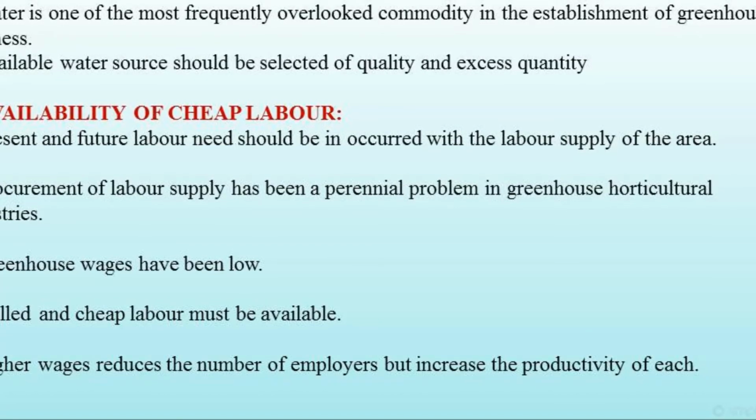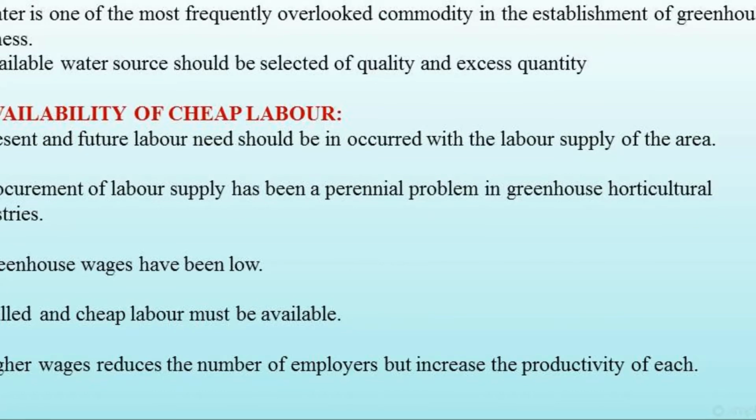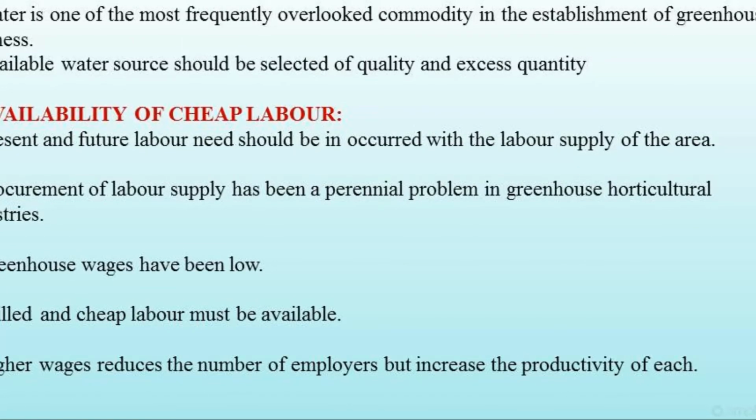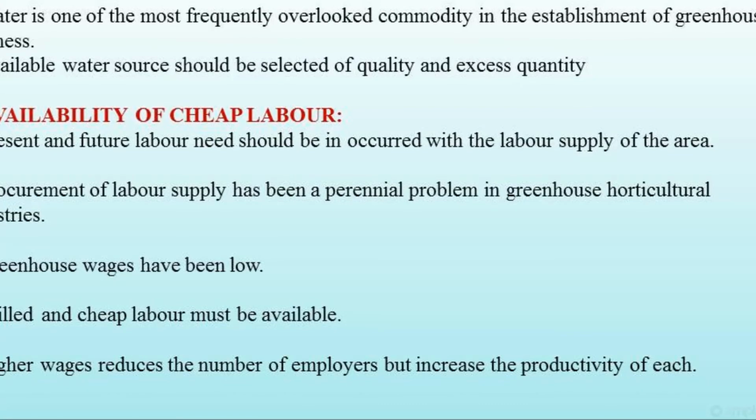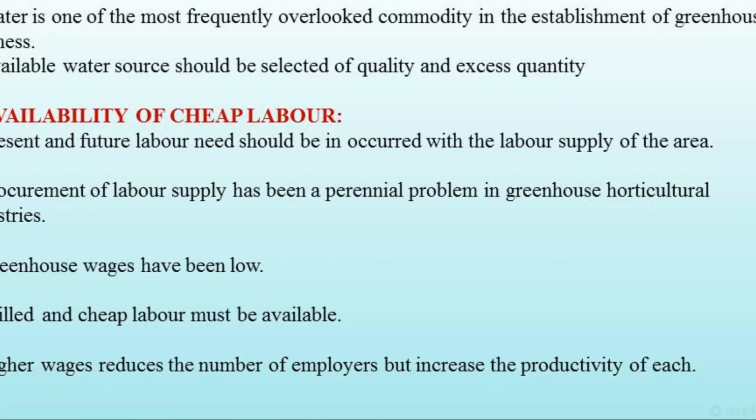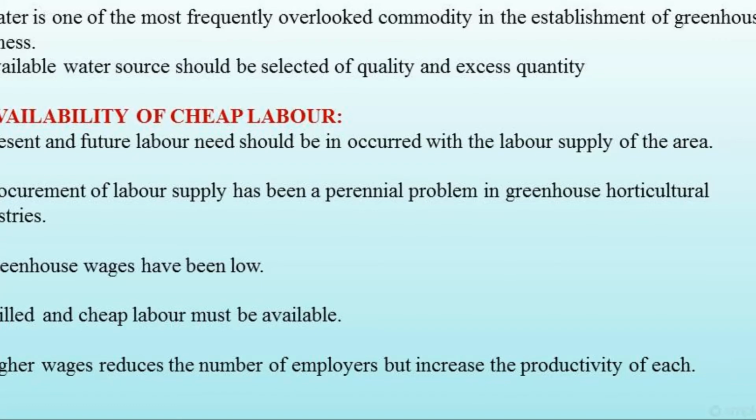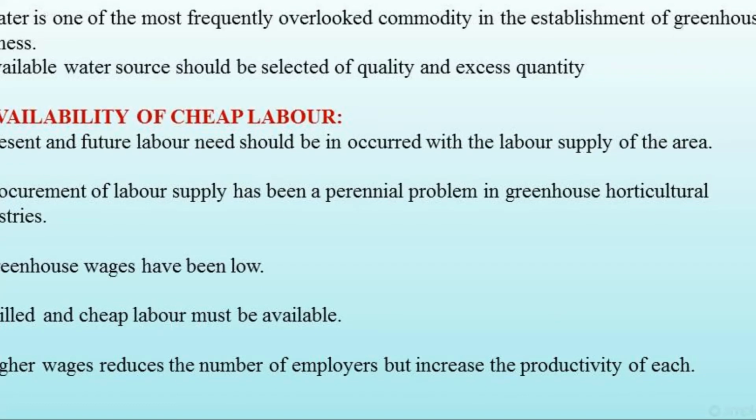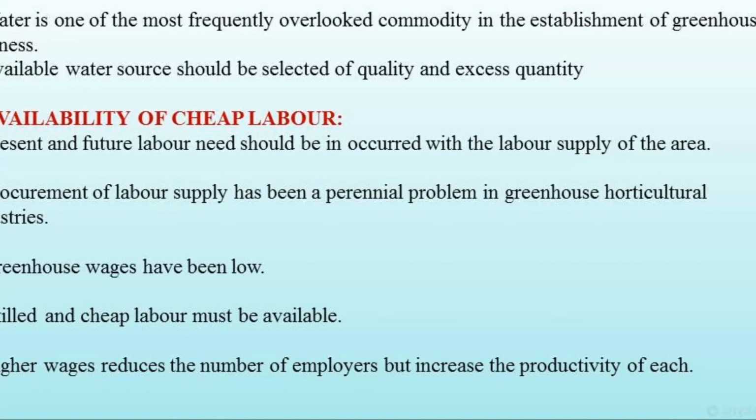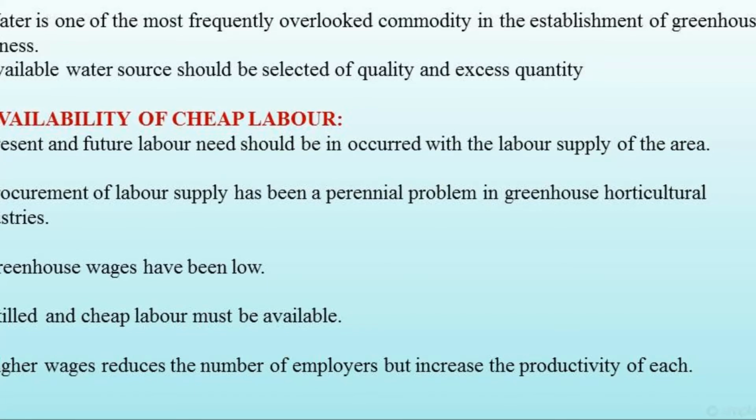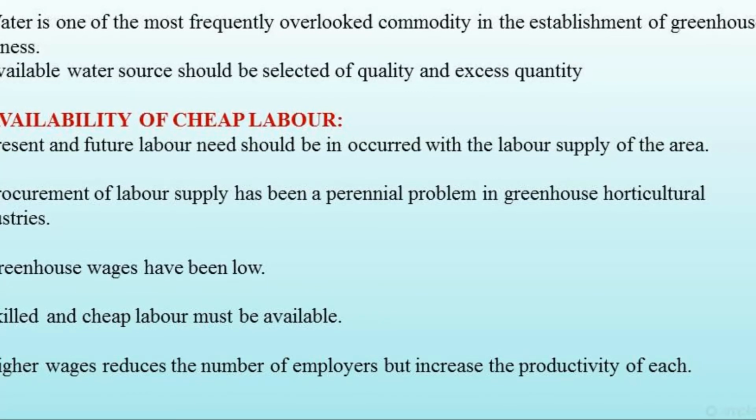supply adequate quality of water for greenhouse production. And this water is available only in selected locations. The pH of water should be between 5.5 to 7, and electrical conductivity of water should be 0.01 to 0.1.